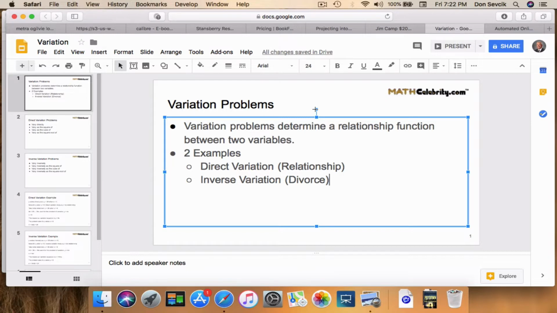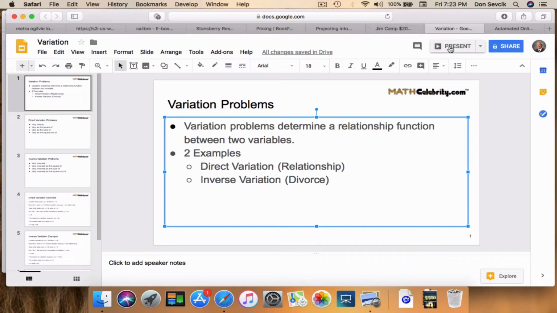And number two, on the flip side of that, we have inverse variation. The analogy for this is divorce. The way this works is one variable goes in reciprocal to the other variable. You're probably familiar with reciprocals and fractions. For instance, if you have the number 2, the reciprocal is 1 over 2, because when you multiply 2 by 1 over 2, or a number by its reciprocal, you get 1. This is an easy way to think about and approach inverse variation problems.